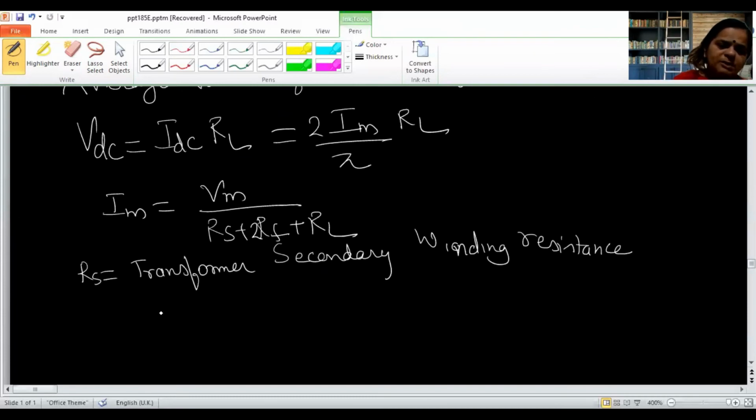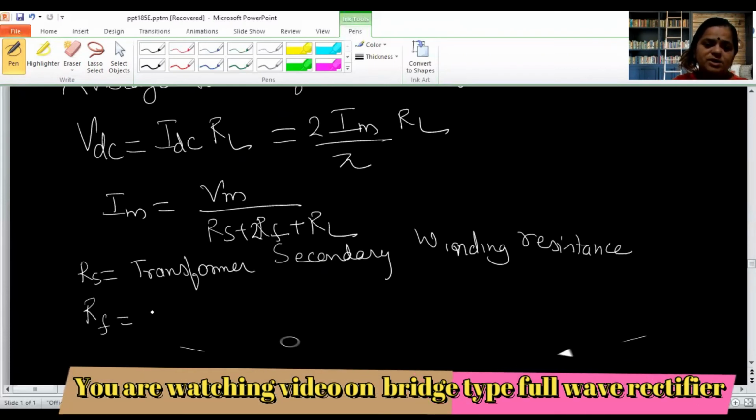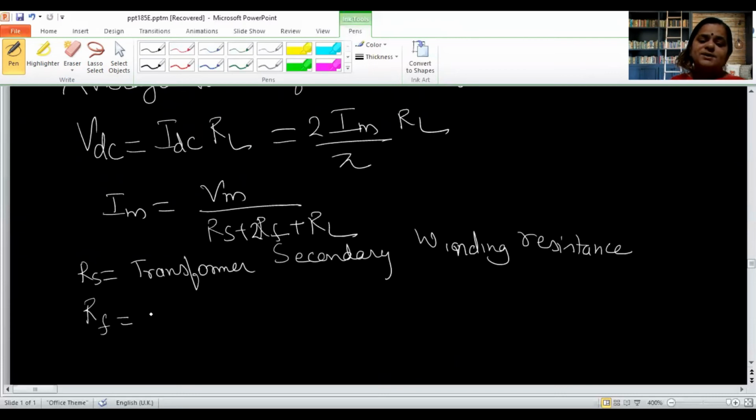Because normally to charge the battery of a mobile or a computer, we want a 9 volt or 6 volt DC, and the available AC supply is 220 volt AC. So first we are supposed to convert that 220 volt AC into a 6 or 9 volt AC, and then we will rectify it. So always the rectifier circuit is connected to the secondary of a step down transformer. That's why the secondary winding resistance will also come into the picture.